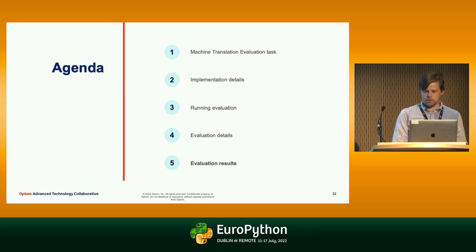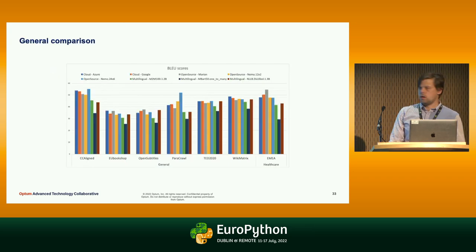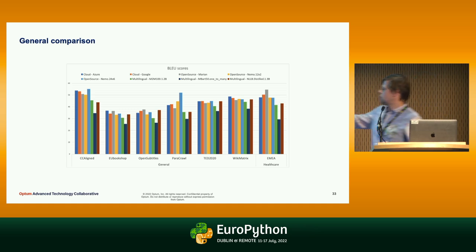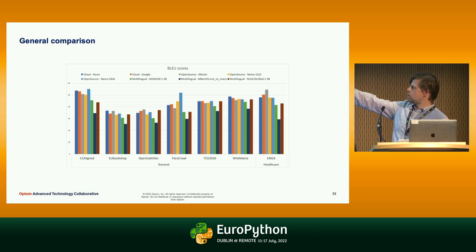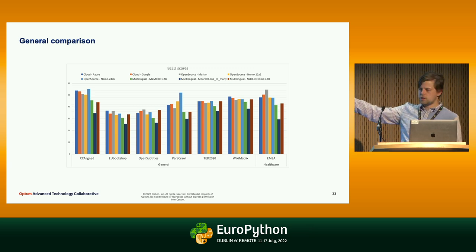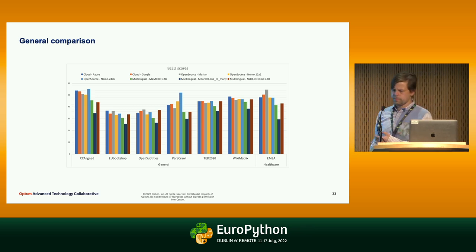Okay, so what's left is results. For the general comparison, I'm sorry, it's probably hard to read because it's a lot of data. But what happens here is these are different data sets. For each data set, the first two columns are the cloud engines, Azure and Google. Then the next ones are open source engines, Opus and Marian. And then the next ones are multilingual: mBART50, M2M, and NLLB.